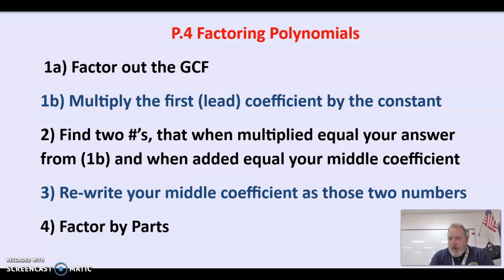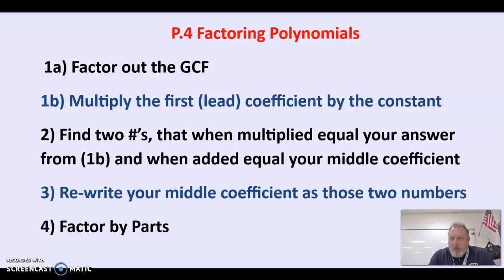The first thing we want to do, if we can, is factor out the greatest common factor. Now, if you have, for example, x squared plus 7x plus 10, there is no greatest common factor, so then you jump over step 1a. But if you can factor out the greatest common factor, you always start there. Next thing you do is you multiply the first, or the lead coefficient, by the constant. And again, I'll talk about all these steps and show you examples in a minute.